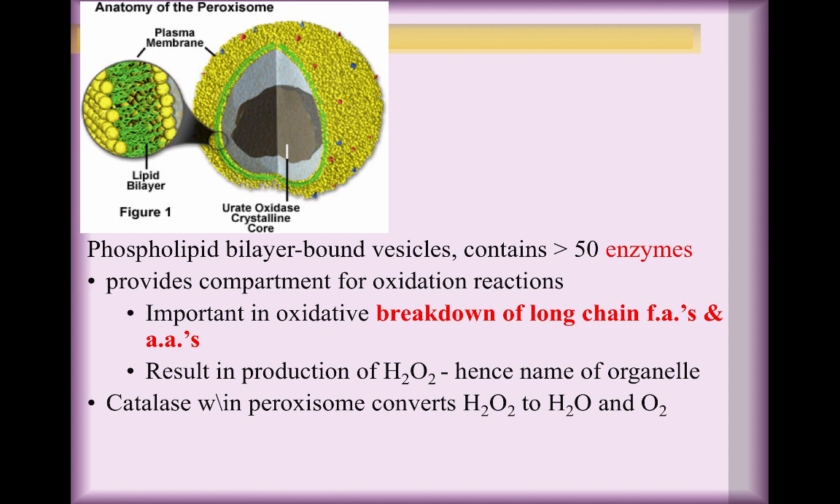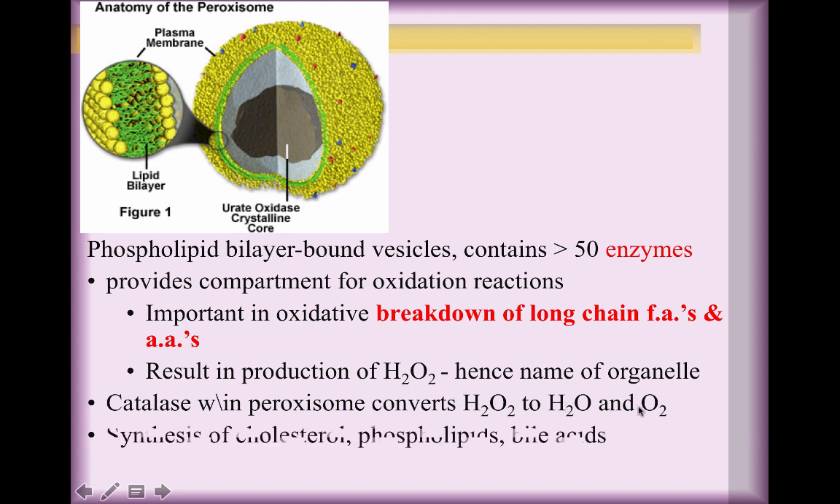And so another enzyme that we find inside the peroxisome is catalase. And catalase will take two hydrogen peroxides, two H2O2s, and will convert them to water and oxygen, which aren't toxic to us. It turns out that the peroxisome has another job.